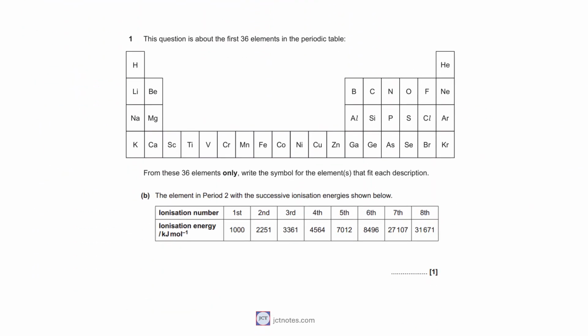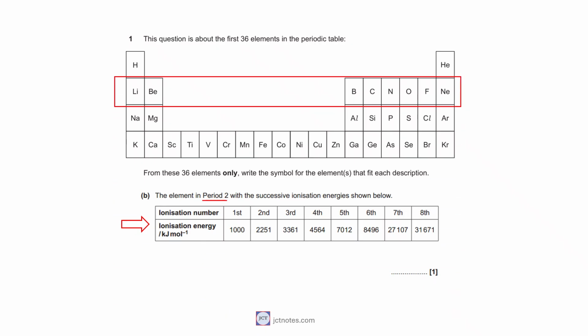In Part B, we are given the successive ionisation energies of an element in period 2. Here, we are not looking at the values themselves, we are looking at the difference between each consecutive value. If we compare these differences, we can see that the biggest jump occurs between the 6th and 7th ionisation energies.